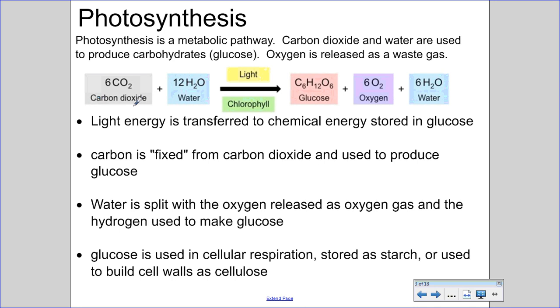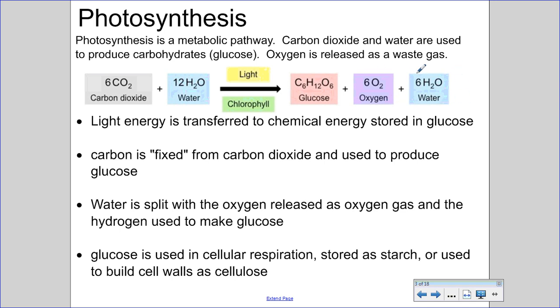So you have 6 molecules of carbon dioxide reacting with 12 molecules of water. Light is required in order for this reaction to happen, and this happens on these pigments referred to as chlorophyll. And then very downstream from all of this, you'll generate glucose with 6 oxygen molecules and then 6 water molecules as a product.